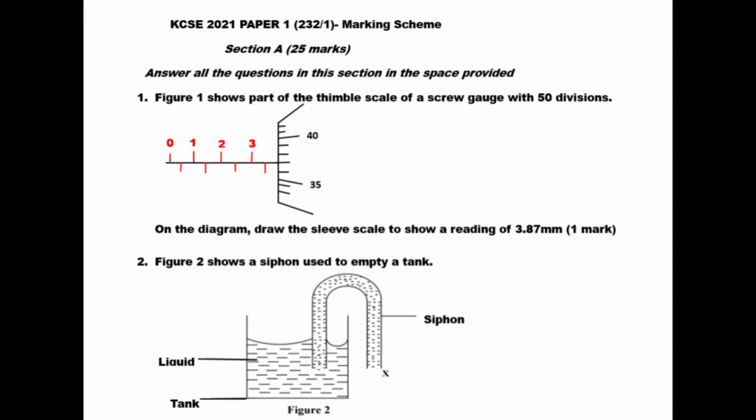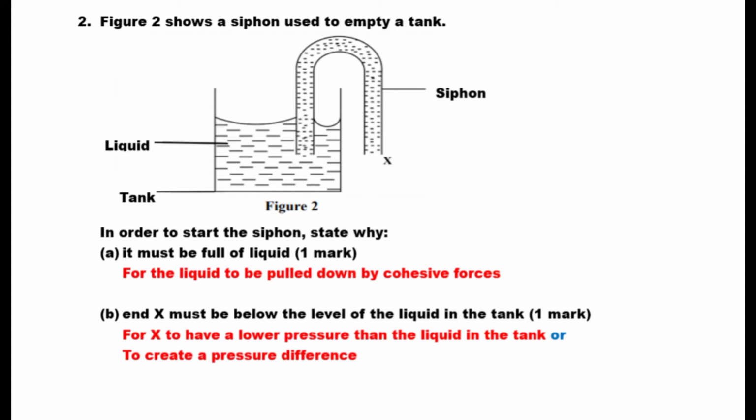Question 2. Figure 2 shows a siphon used to empty a tank. In order to start the siphon, state why A, it must be full of liquid. Why it must be full of liquid? The answer is for the liquid to be pulled down by cohesive forces.